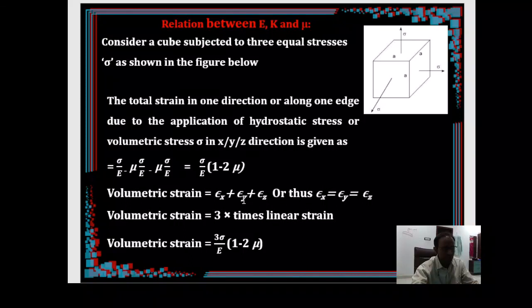That can be epsilon x or epsilon y, any linear strain, right? 3 times the linear strain. The linear strain in x direction we have already calculated. That is sigma by E times 1 minus 2 mu. So the volumetric strain totally becomes 3 sigma by E times 1 minus 2 mu.